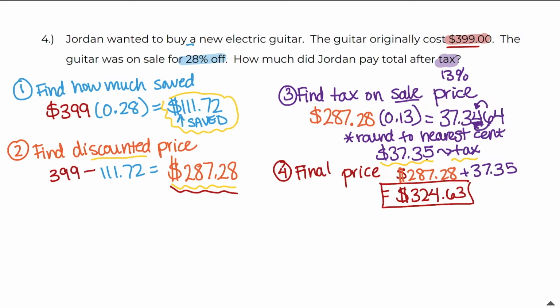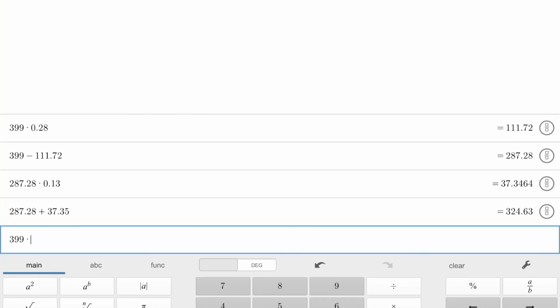So if it's 20% off, then you're paying 72%. And if it is 13% tax, then you're paying 113% of that price. And this is really nice. If you understand what's going on, you can use this method. So $399, I'm going to pay 72% of the original price. I'm going to multiply that by 0.72, because I want to write this as a decimal, and then I'm going to find the tax by multiplying by 113%, which is 1.13.